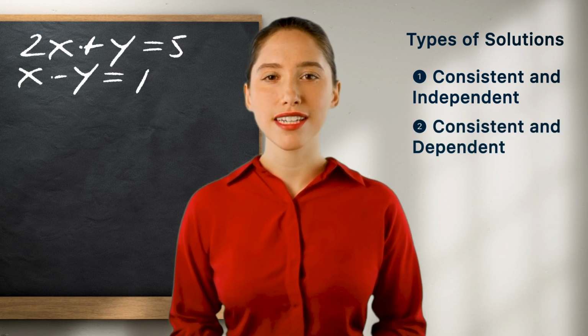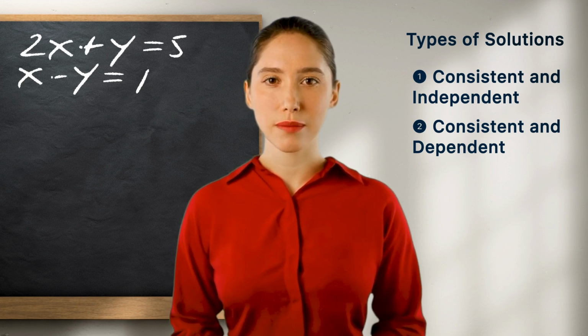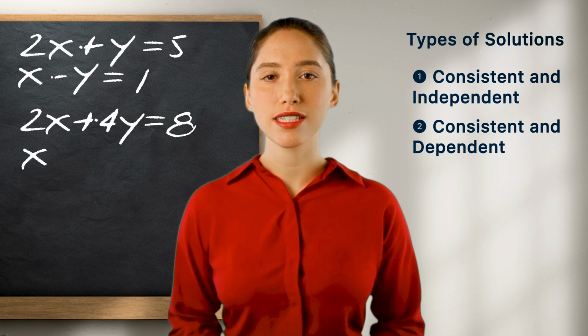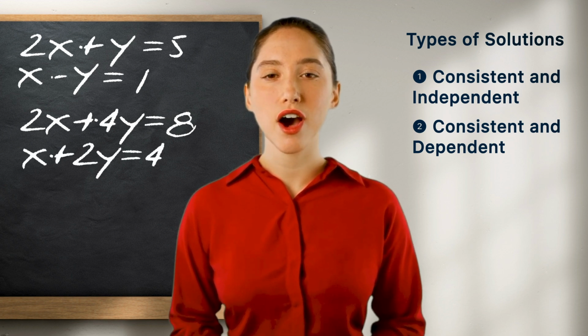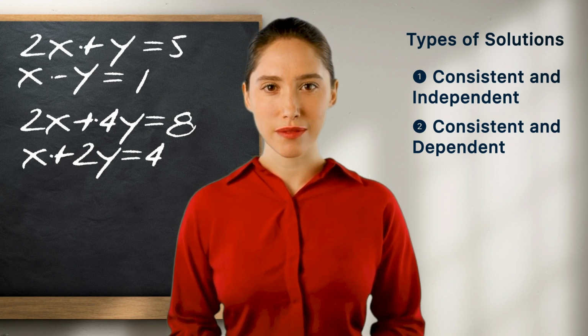Consistent and dependent. In this case, there are infinitely many solutions, usually when the lines coincide or overlap. For example, equations like 2x + 4y = 8 and x + 2y = 4 are multiples of each other. Any point on one line also lies on the other.